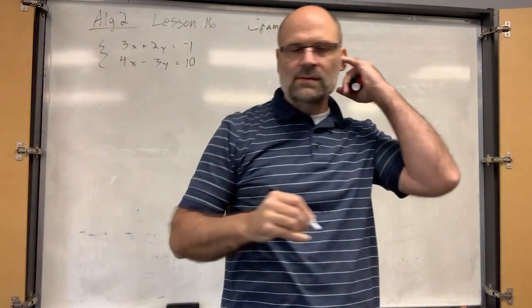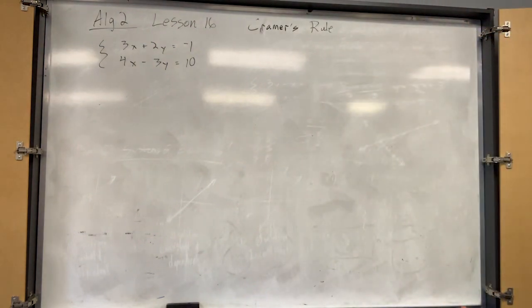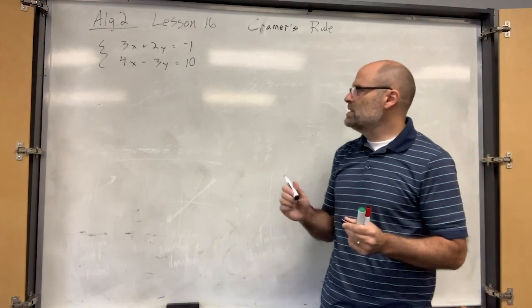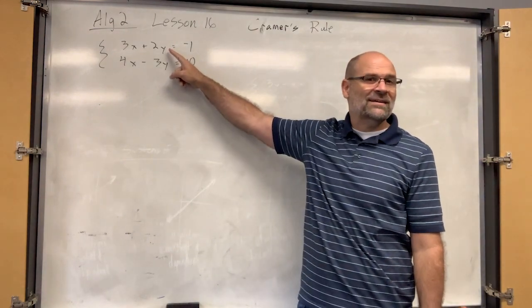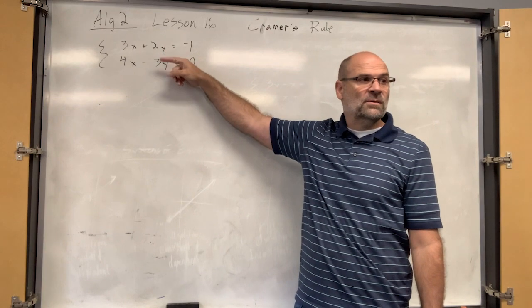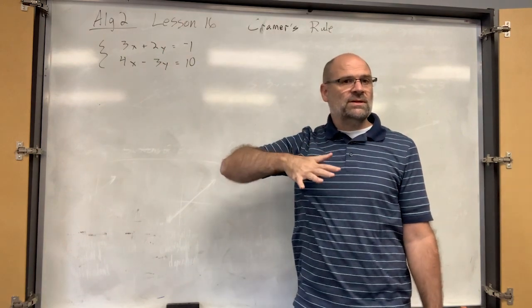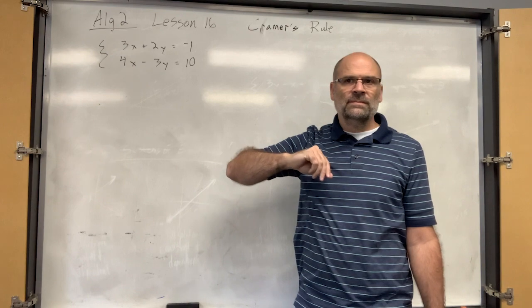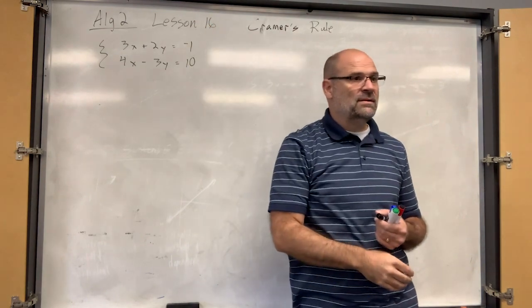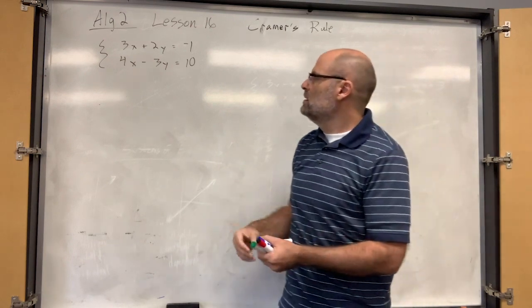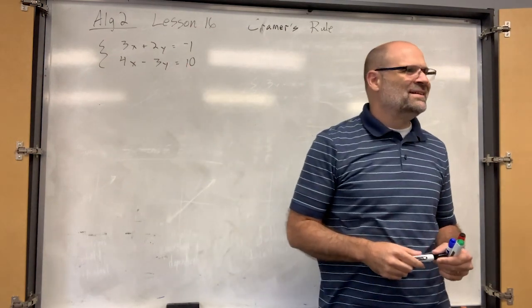Now, do you guys remember solving by elimination? Avery, you mentioned it. If this was a positive 3y, what would happen when you added those equations together? There would be no more y. Yeah, the y's would be eliminated. That's why they call it the elimination method. But it's not a 3y, it's a 2y.